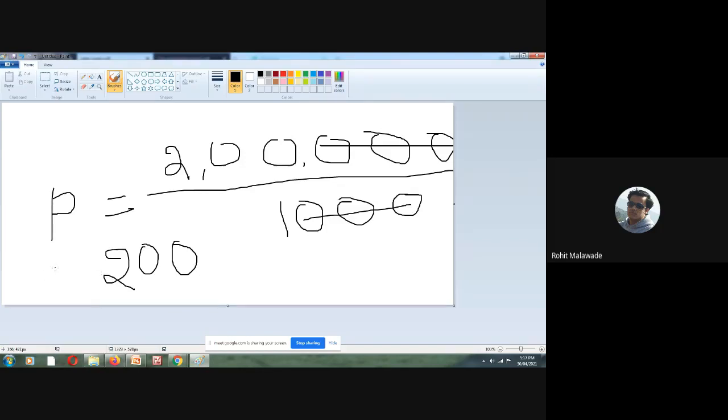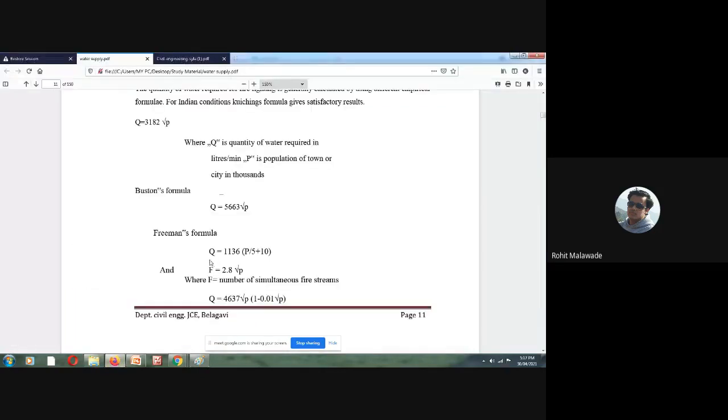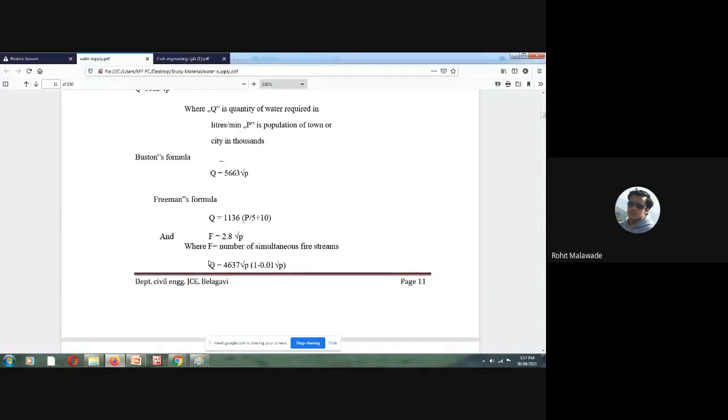Is it clear to you all? Yes, sir. Okay, shall I go ahead? Next formula is Freeman's formula. To find the quantity, Q is equal to 1136 into the bracket P divided by 5 plus 10. Again, P is population in 1,000.